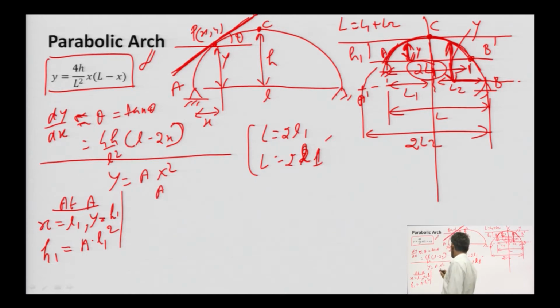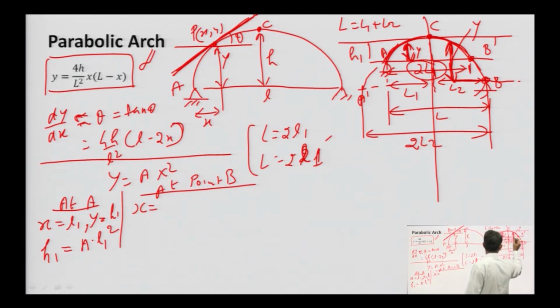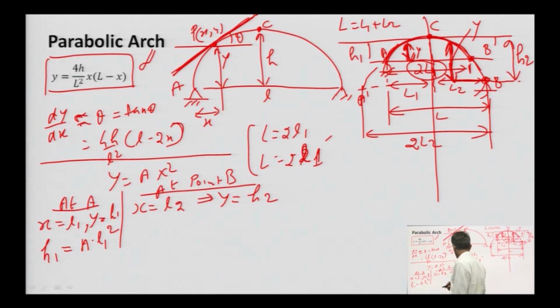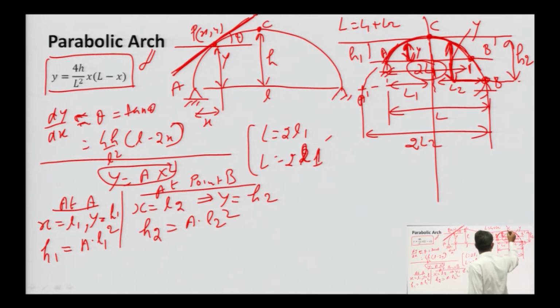Similarly, at point B, when x is equal to L2, y is equal to h2. Say this distance is h2. Then the value of h2 is equal to a into L2 square. The same equation is used for both cases because this is continuous.